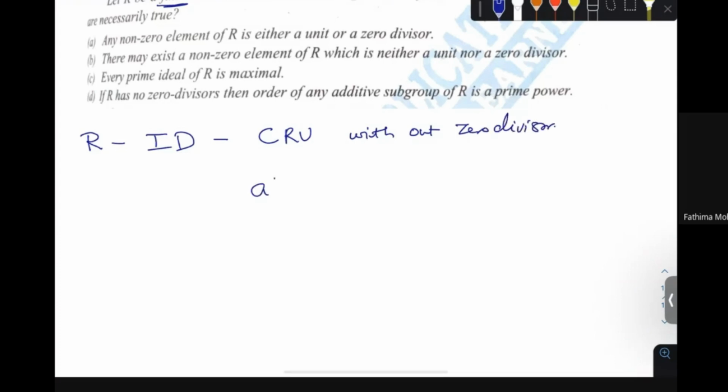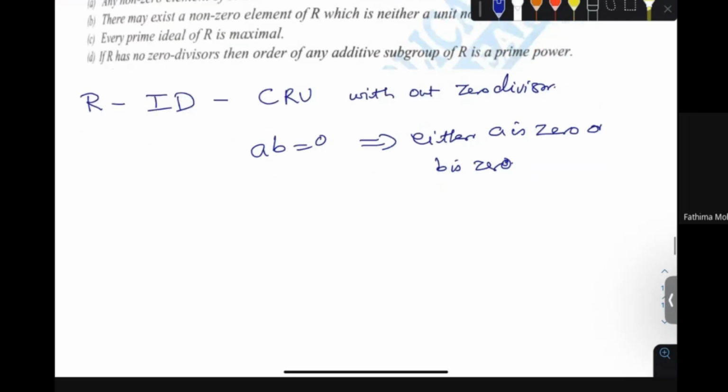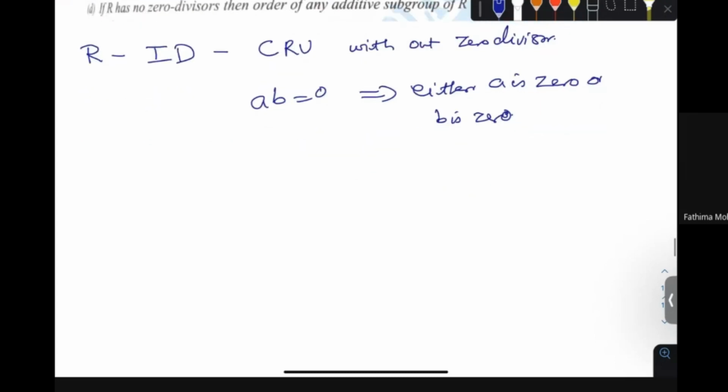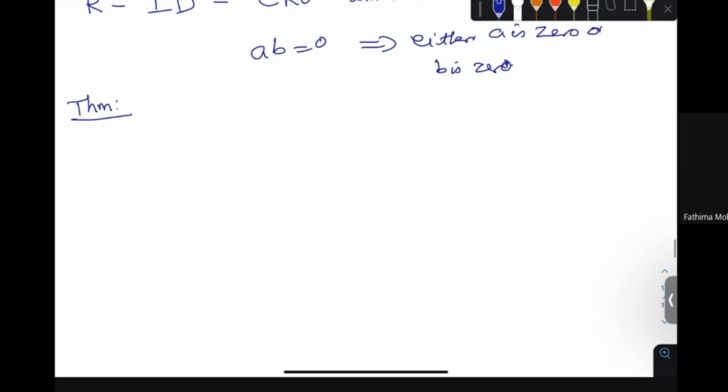That is, AB equal to 0 implies either A is 0 or B is 0. This is the element: either A is 0 or B is 0. Okay. And there is a beautiful theorem. This is a result many people must have heard. What is the beautiful theorem?